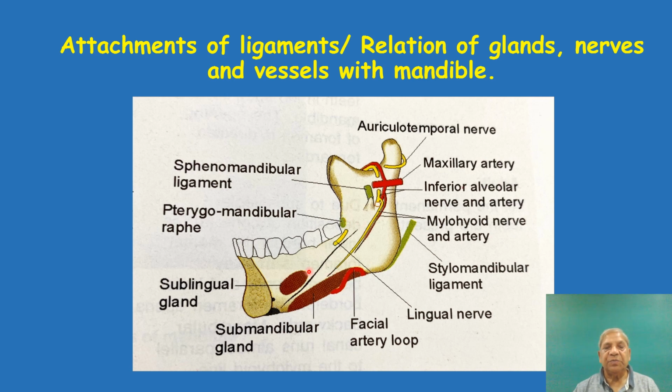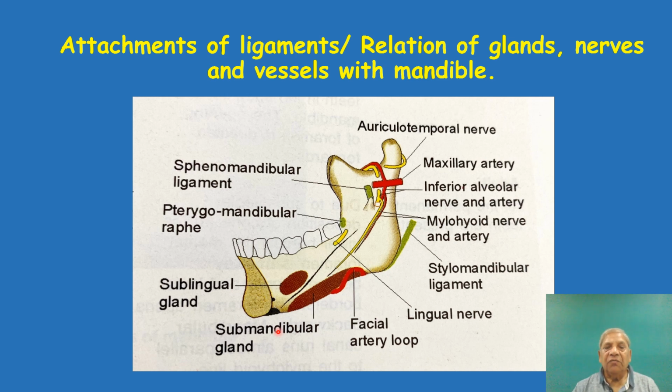Then he may ask you about the relations of the glands. The inner aspect of the body of the mandible is related to two important salivary glands: one is the sublingual and the other is the submandibular. Where I am moving my pointer, there is a fossa, the sublingual fossa, where the sublingual gland is related, and below, near the lower border, the submandibular gland is related, just below the mylohyoid. In between, the mylohyoid line lies between these two glands.